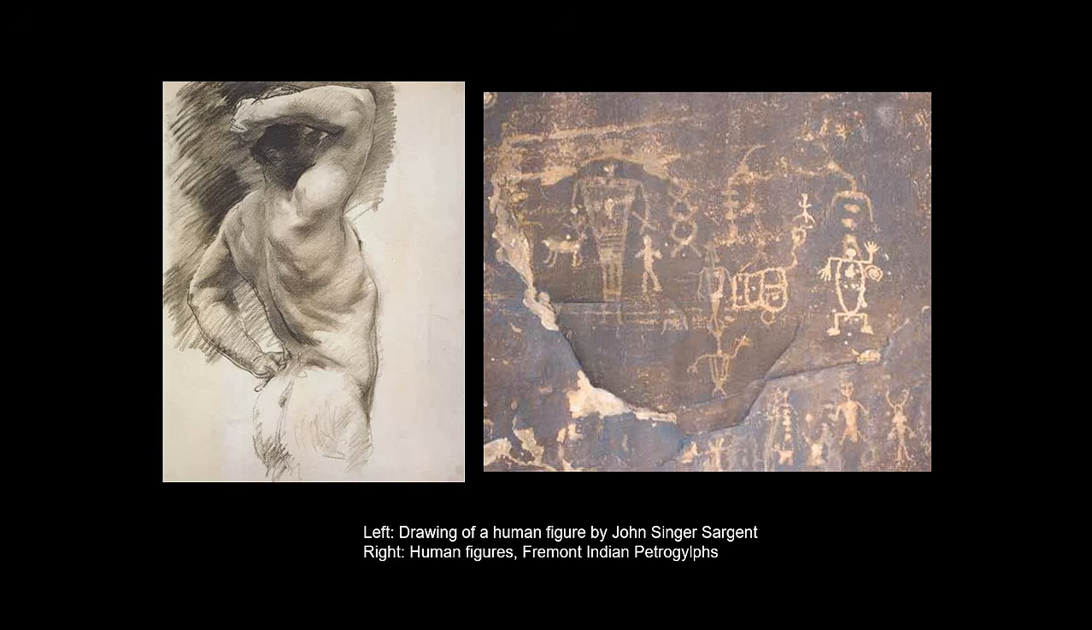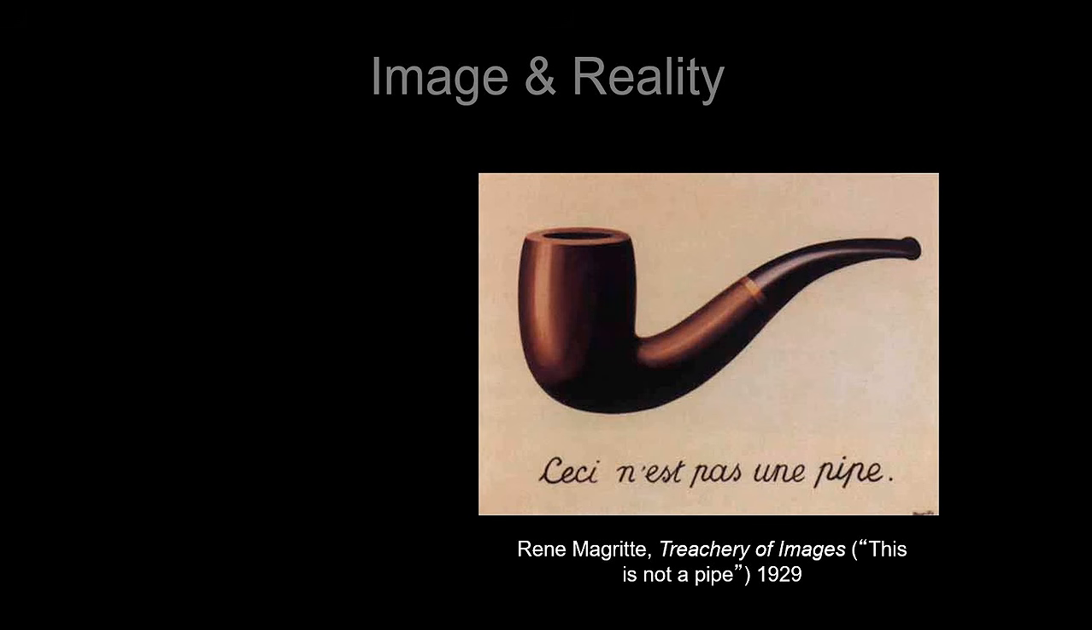The same thing is true if you talk about the human figure. Here we have two very different understandings of a human figure. On one side, we have a figure study, and on the other side we have these very simple petroglyphs done by Fremont Indians. Both communicate the essence of a person, but do it for very different intent, and yet they work very well. That's the nature of images.